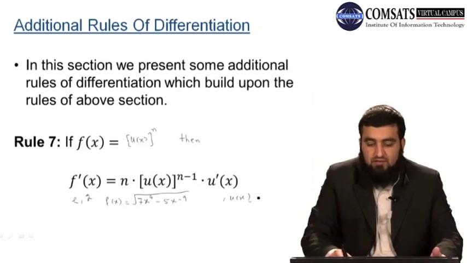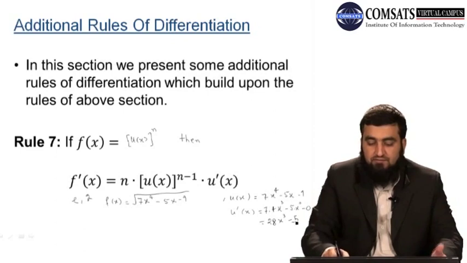तो आपका जो u of x है वो है 7x to the power 4 minus 5x minus 9. तो इसका आपको डेरिवेटिव चाहिए क्योंकि इस फॉर्मूले में u prime of x भी है. तो ये होगा 7 into 4 x to the power 3 minus 5 into x to the power 0, और माइनस कांस्टेंट का डेरिवेटिव 0 होता है. सो ये होगा आपके पास 28x cube minus 5.